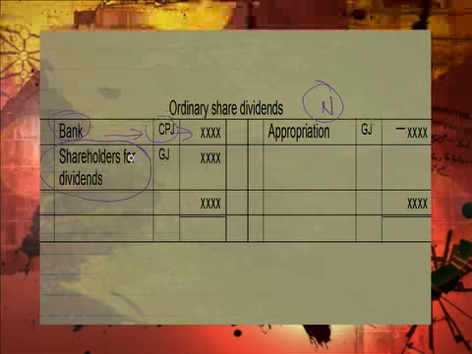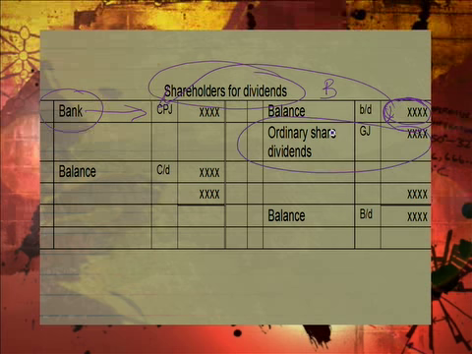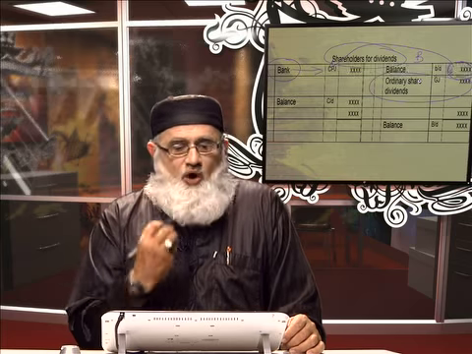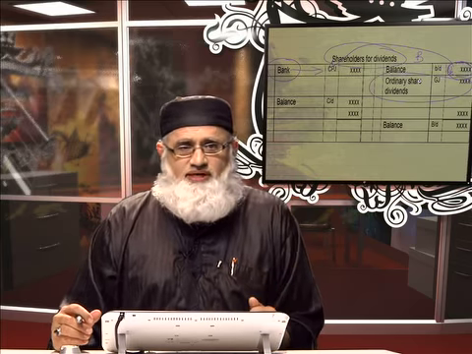At the same time, I will credit my shareholders for dividends. Watch this here. There's my entry in my shareholders for dividends. What am I doing? I'm raising my liability. That's the amount that I owe to my shareholders. When? At the end of my financial year.